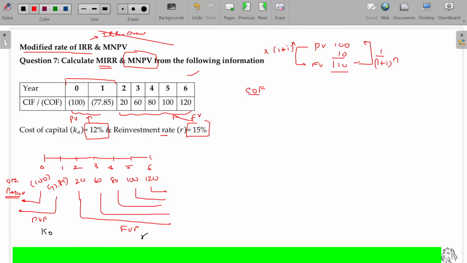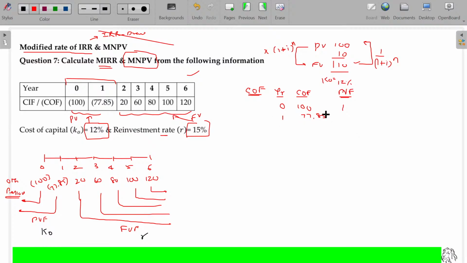Cash outflow. Year 0, 1. Cash outflow for this year 100 and here 77.85. And the 12% PV factor. What is the 12% PV factor all about? It's the KO PV factor. For the 0th period, 1 rupee is equal to 1 rupee only. If I have 100 rupees, how much do I have at the time of the 0th period? 100 only. If I deposit 100 and immediately go and check, how much do I have in the bank? 100, he says. If days are passing, then interest may be accruing. So for the 0th period, the value is 1.